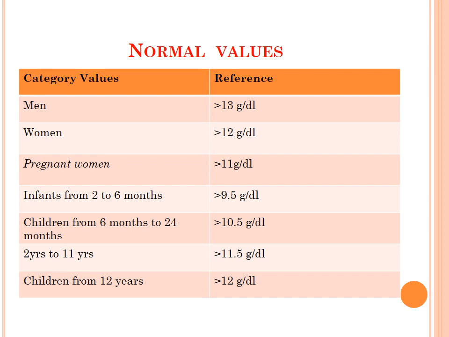From 2 years to 11 years it is greater than 11.5 gram per deciliter. And among children from 12 years onwards, it is greater than 12 gram per deciliter of the blood. This is just for your knowledge. You can note it down. What is the normal value of hemoglobin?